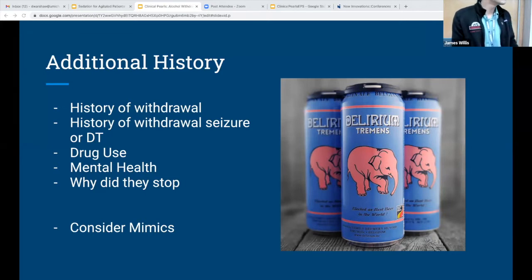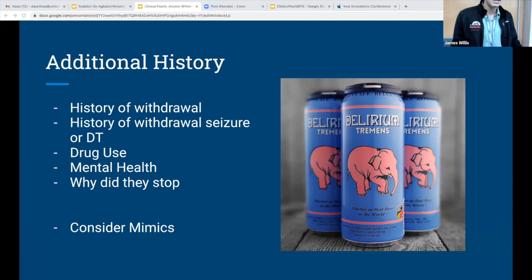You want to ask about drug use as well, mental health questions, so screening for SI and HI, given the significant overlap with alcohol use disorder and mental health disorders. And then lastly, you want to ask yourself, why did they stop drinking? Is it because they actually want to quit drinking? Is it because they no longer have the financial means? Or is it because there's an underlying medical illness that's causing them to not want to drink anymore? So pancreatitis, ulcers, gastritis, or something even more dangerous.